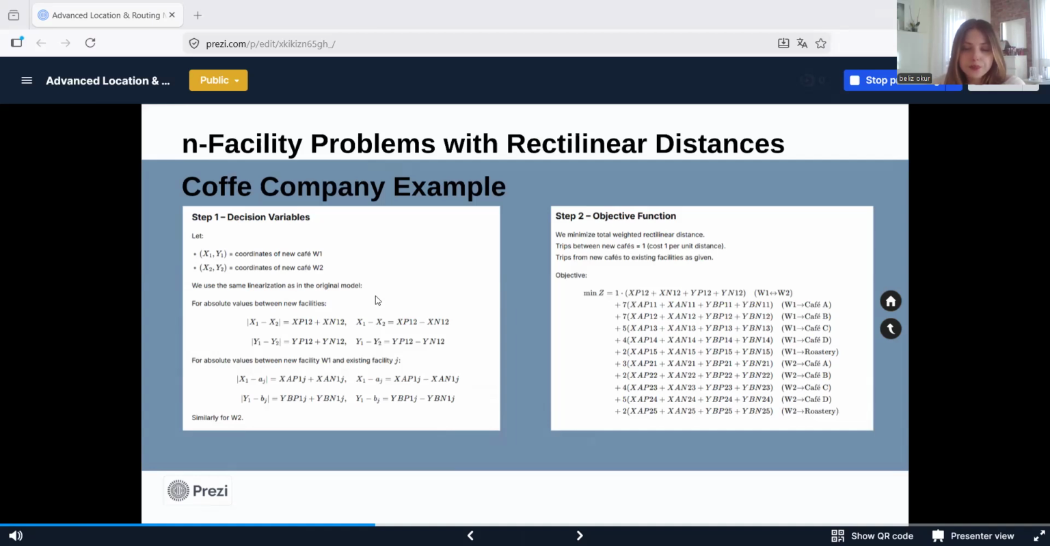Now let's look at step two, the objective function. It's actually very simple. We are just taking the number of daily trips and multiplying it by the distance for every single route. For example, there are 7 trips between Cafe A and New Cafe W1, so we multiply the distance variables by 7. Our goal is to minimize the value Z, which means keeping our total driving cost as low as possible.